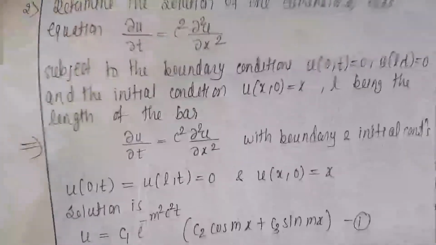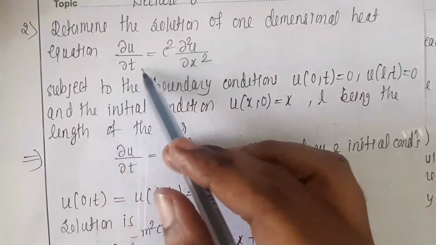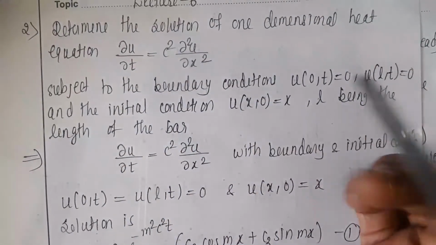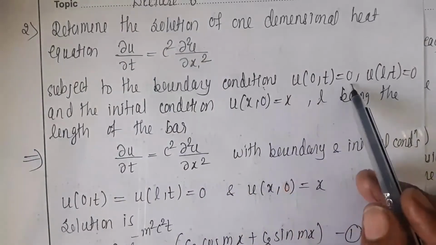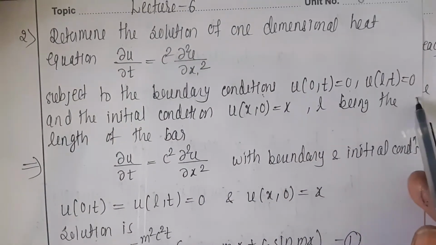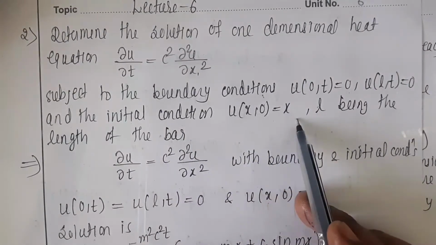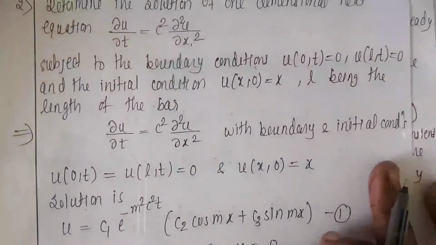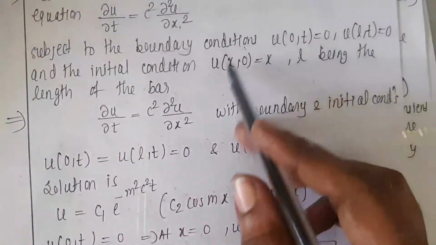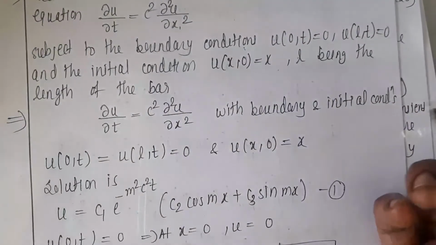So the example is: determine the solution of the one dimensional heat equation ∂u/∂t = c² ∂²u/∂x², subject to the boundary conditions u(0,t) = 0, u(L,t) = 0 and the initial condition u(x,0) = x, where L is the length of the bar. Here everything is given in the problem, so by using these conditions we are going to find all the constants.